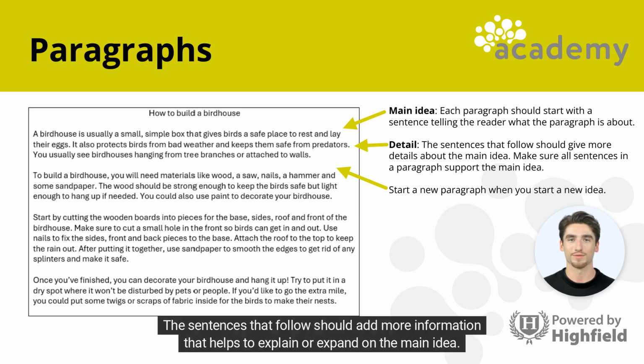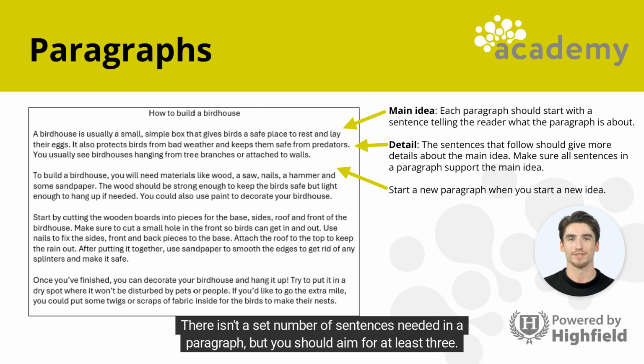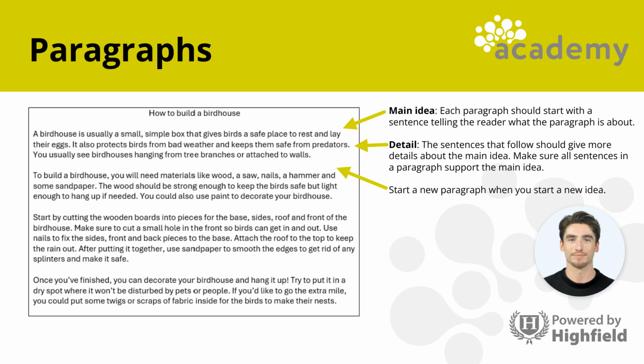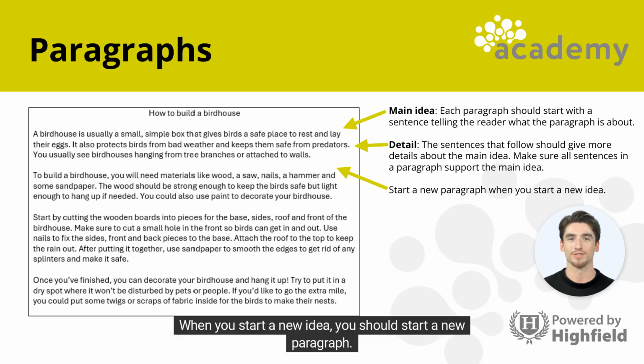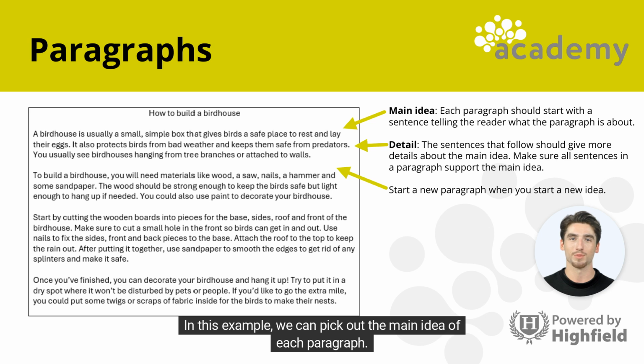The sentences that follow should add more information that helps to explain or expand on the main idea. There isn't a set number of sentences needed in a paragraph, but you should aim for at least 3. When you start a new idea, you should start a new paragraph. In this example, we can pick out the main idea of each paragraph.